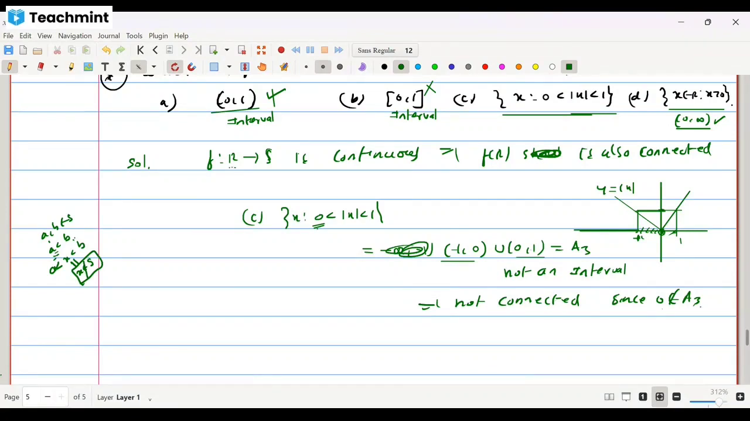So -0.5 and 0.5 belong to A3, but the 0 in between does not belong to A3. Therefore A3 is not an interval, right? Therefore, since it is not an interval, it is not connected.